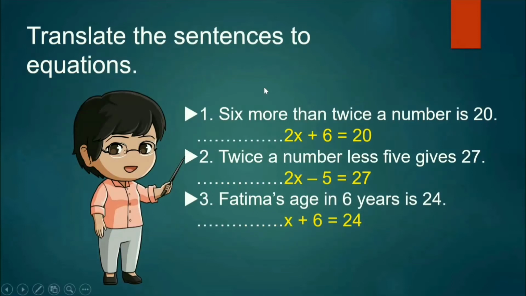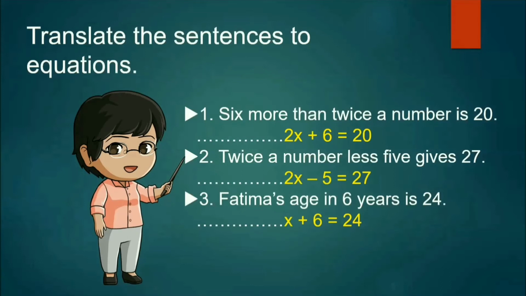Translate the sentences to equations. Number 1. 6 more than twice a number is 20. So we have twice a number is 2x, and then you add 6. So we have 2x plus 6 is equal to 20. Number 2. Twice a number less 5 gives 27. So we have 2x minus 5 is equal to 27.